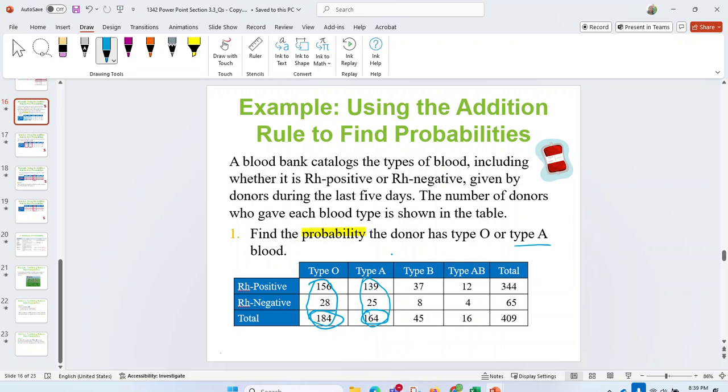For the probability of type O or type A, we have to divide by the total. The type O probability is 184 divided by the total, 409. The type A probability here is 164 divided by 409. Or I can add the numerators together since I have the same denominator, and just put it in a calculator. Calculation should be easy as long as you can list this one. So that is the first one right here.